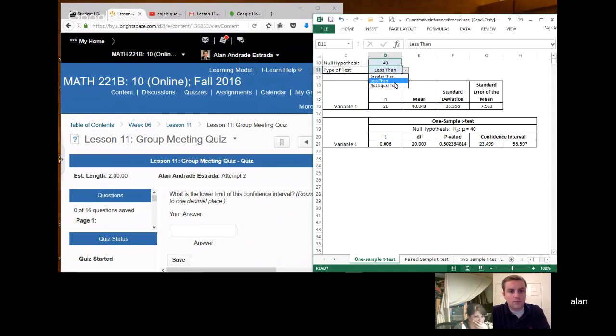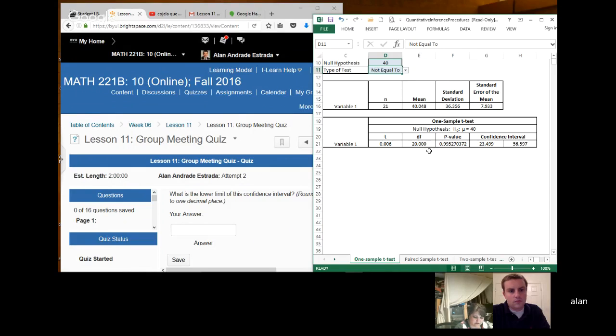Just so you know, guys, in Excel you have the options to do greater than, less than, and I'm putting not equal to. It's 23.5 and 56.6, and less than is the same thing. The only thing that changes is the p-value. With not equal to, the p-value is 0.995. I just need to learn how to put in not equal to in SPSS. Yeah, so those numbers that I gave you are the right ones.